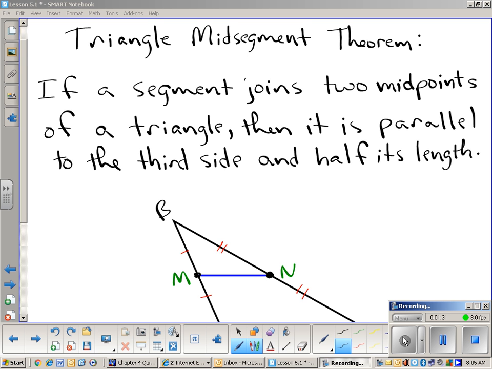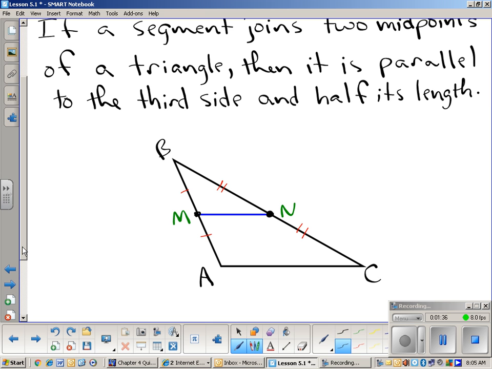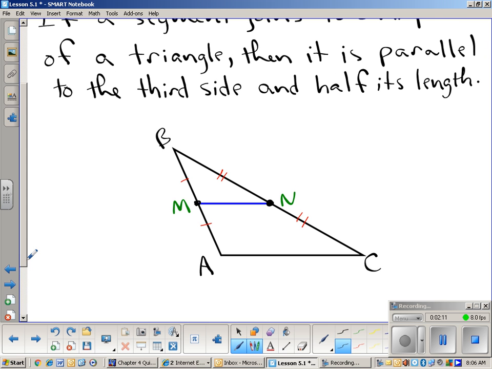Let me move this up a little bit so we can see the picture. So what is M and N in this triangle? Points M and N, what are they? Yes? The midpoint. They're midpoints, aren't they? M is a midpoint of segment AB, and N is a midpoint of segment BC. Right? And so the segment MN is connecting those two midpoints, making segment MN a mid-segment.